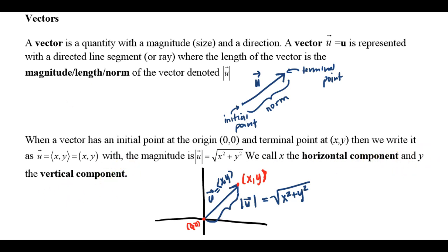And then we call x the horizontal component and y the vertical component. Hopefully that makes sense, because x values move across the horizontal axis. So the x quantity of the actual vector is considered the horizontal component, and then the y quantity is the vertical component, because the y-axis is the one that goes up and down.